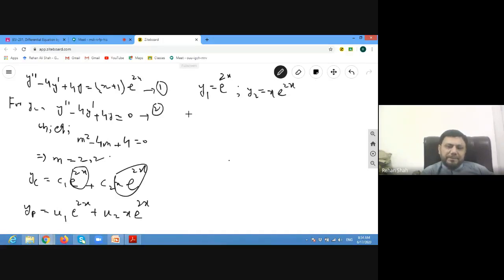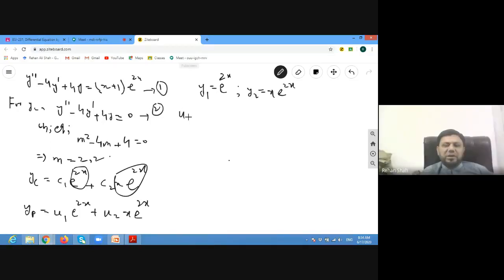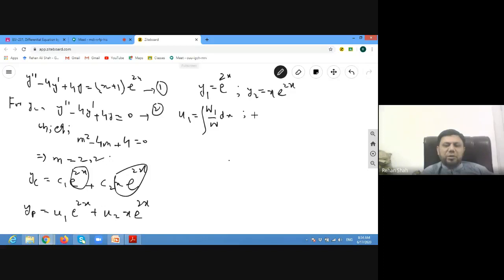Is it clear? Yes, sir. Clear. Okay. So what is u1? This is w1 by w integral. What is u2? This is w2 by w integral.